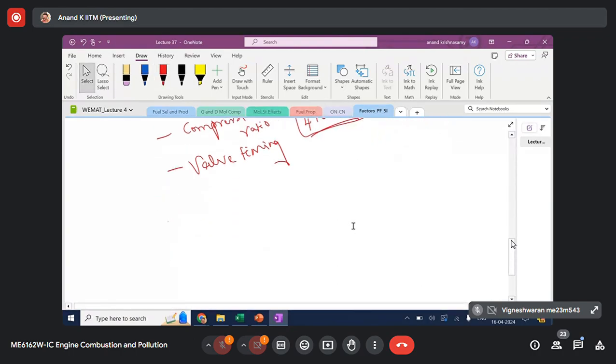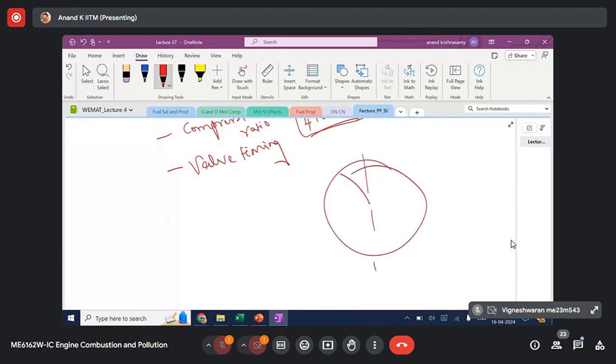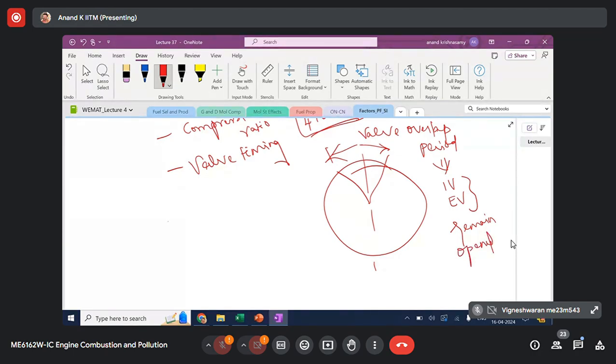The other one is valve timing. We have talked about valve overlap period, wherein both intake and exhaust valve remain in the open condition. So during this period, intake valve and exhaust valve both remain open. Because of this valve overlap period, you are creating this scavenging process. I think I have already discussed this. So what is scavenging? Intake mixture will come with some velocity. This will help in clearing or expelling exhaust gas to the exhaust line. That is the reason why you intentionally keep both the valves open for some time.